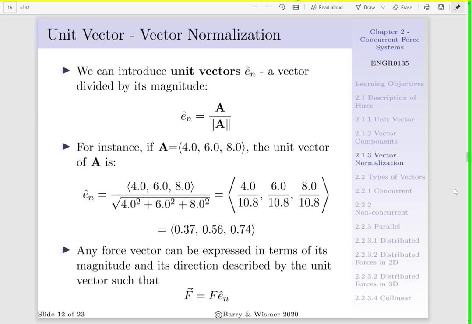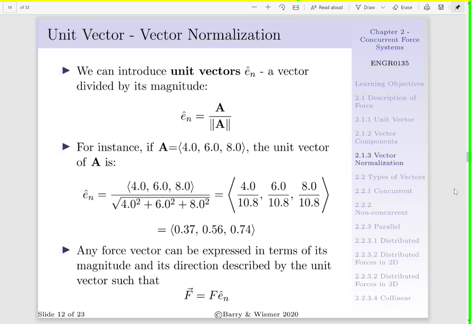For example, if we have a vector a defined as 4.0, 6.0, 8.0, we can calculate the unit vector as follows. E hat n would be 4.0, 6.0, 8.0 per the magnitude of a, which is the square root of 4.0 squared plus 6.0 squared plus 8.0 squared. In our denominator, we'd have the square root of 116, which can be expressed as 10.8 once we take into account significant digits. Then our vector would be 4.0 divided by 10.8 in the x direction, 6.0 divided by 10.8 in the y direction, and 8.0 divided by 10.8 in the z direction.